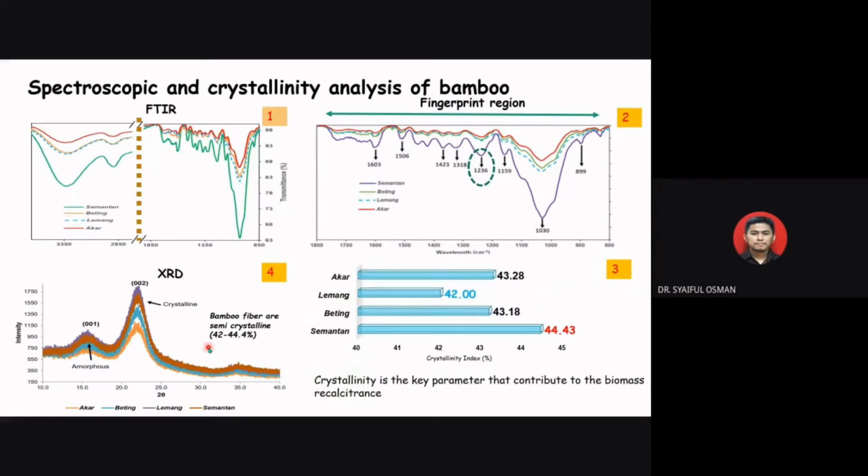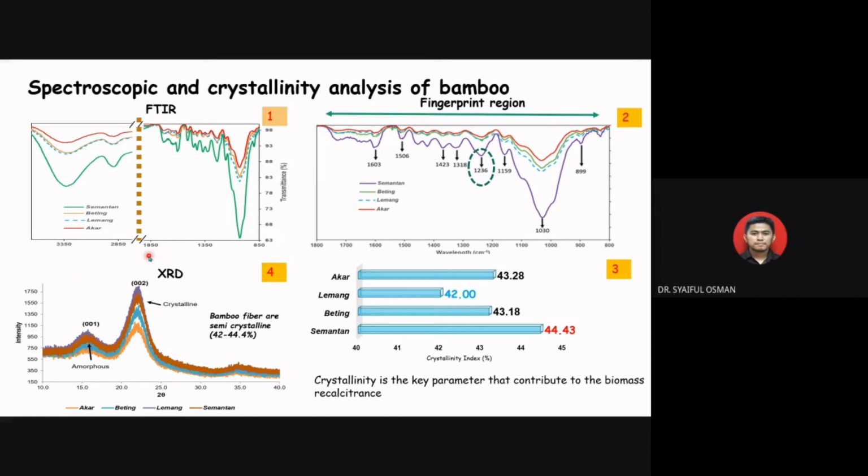Spectroscopic analysis was also carried out using FTIR analysis, whereas the crystallinity was determined using XRD analysis. From here, we can see the IR spectrum within the fingerprint region. From the result, it can be concluded that all types of bamboo have a high degree of similarity in terms of chemical structure and also the functional groups that exist. And from the spectrum, we can observe that the semantan bamboo, or buluh semantan, has the highest intensity of OH group compared to other types of bamboo.